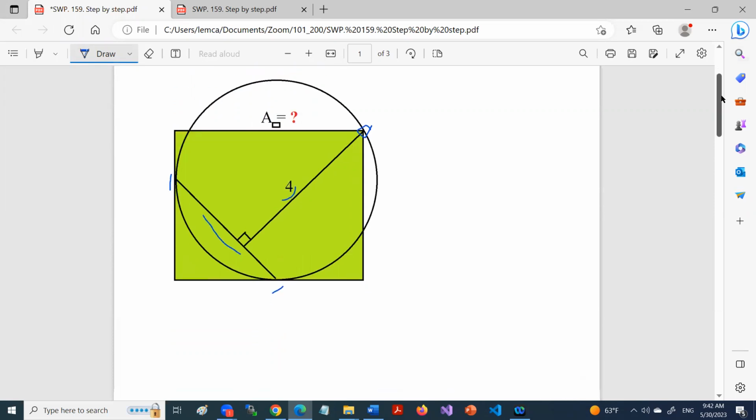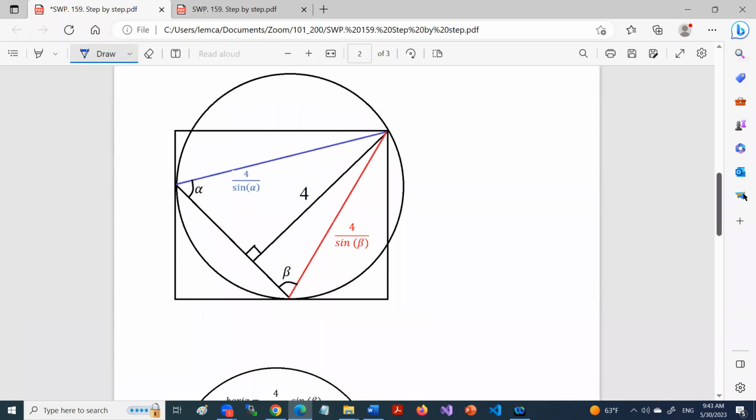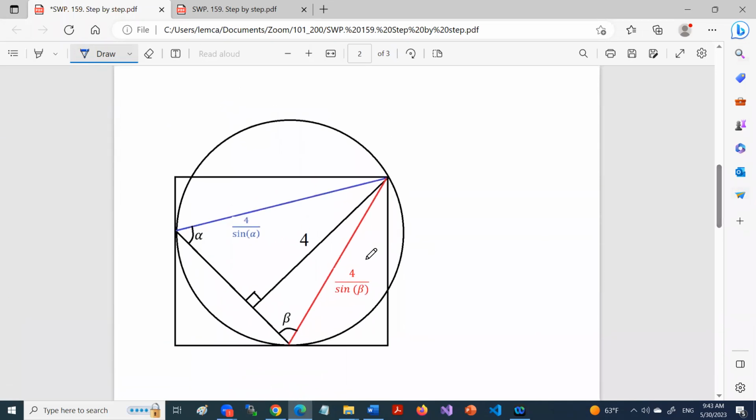Solution. Draw the red and the blue segments. Denote angles alpha and beta. Then the blue segment is 4 over sine alpha, the red is 4 over sine beta.